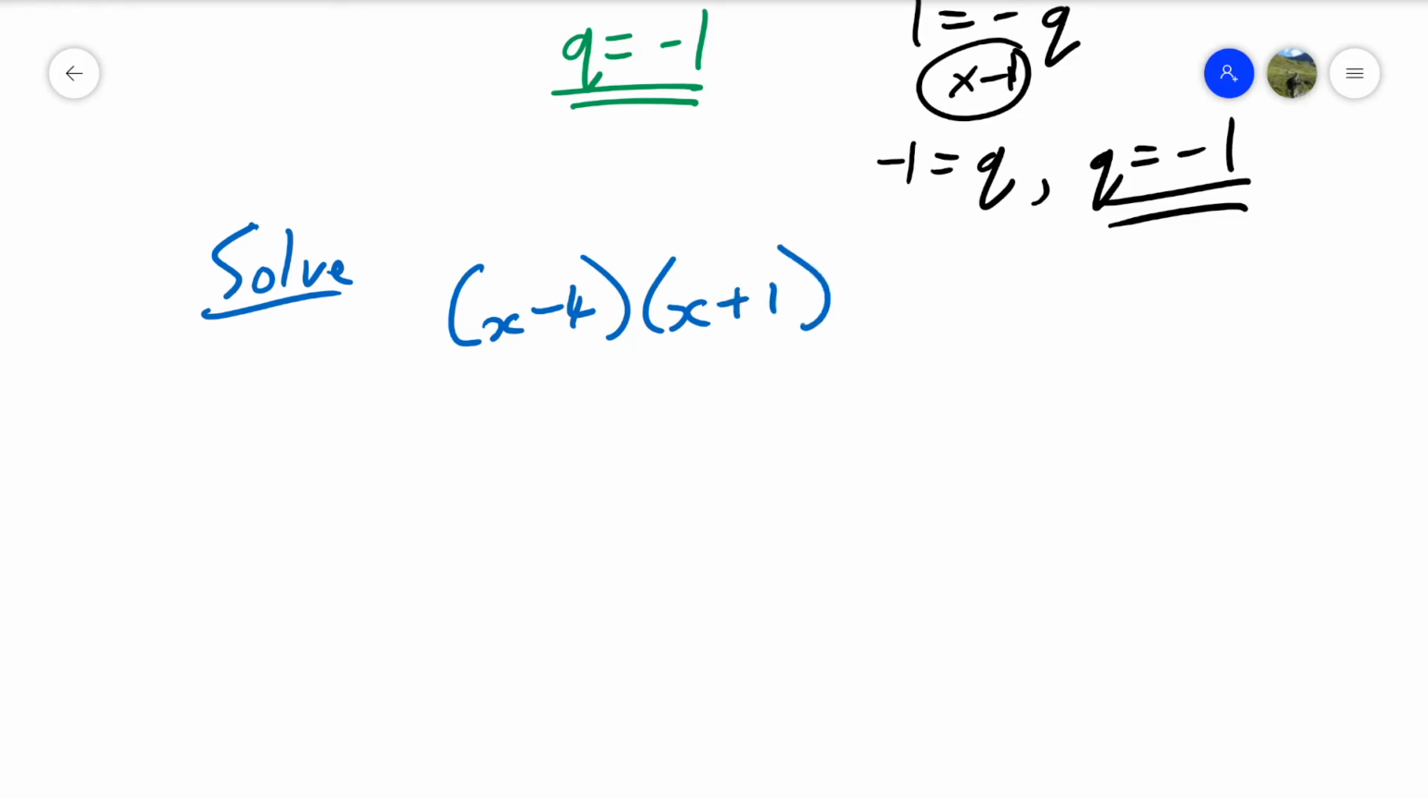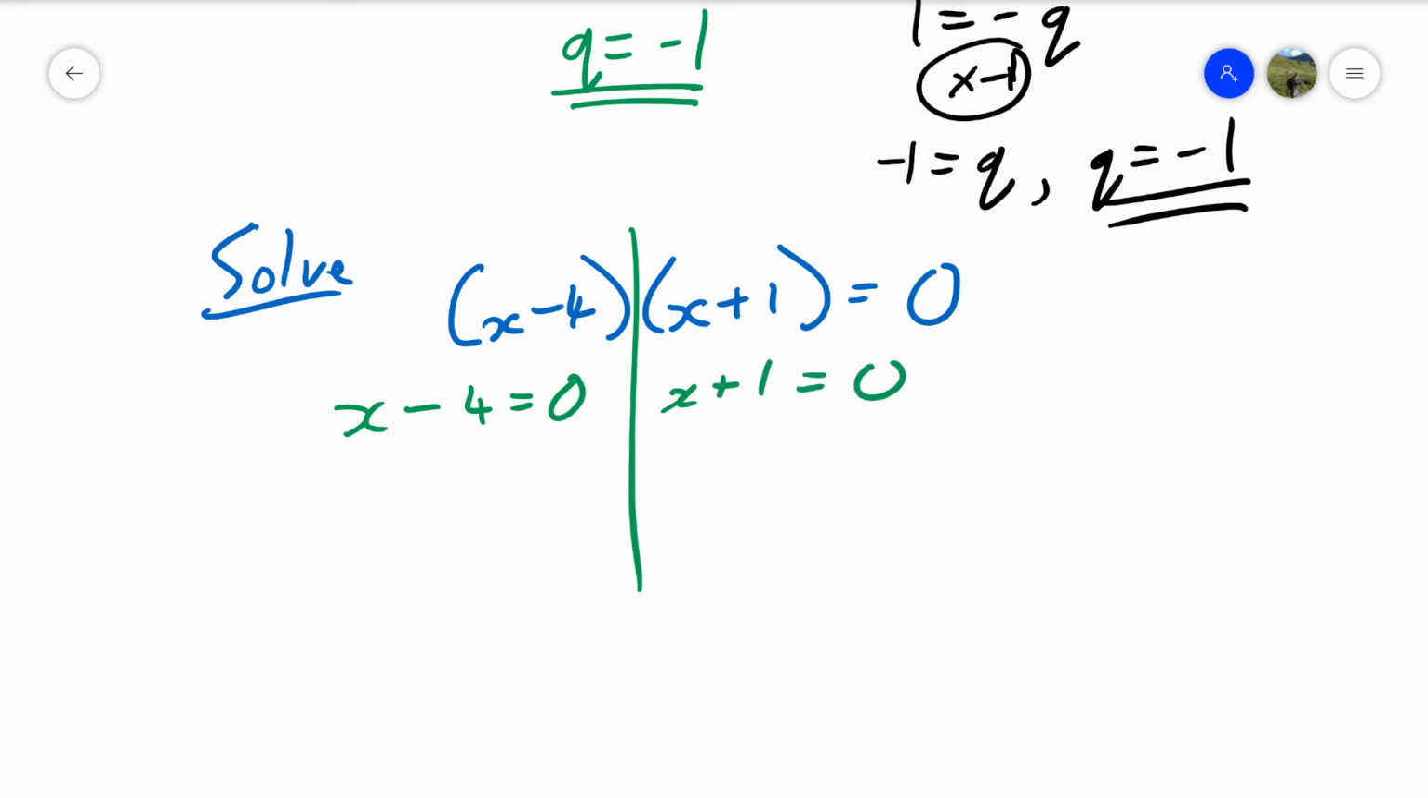Have a go in your own time. And we drop a line down, one of the two must be equal to 0. Plus 4, x equals 4, minus 1, x equals minus 1.